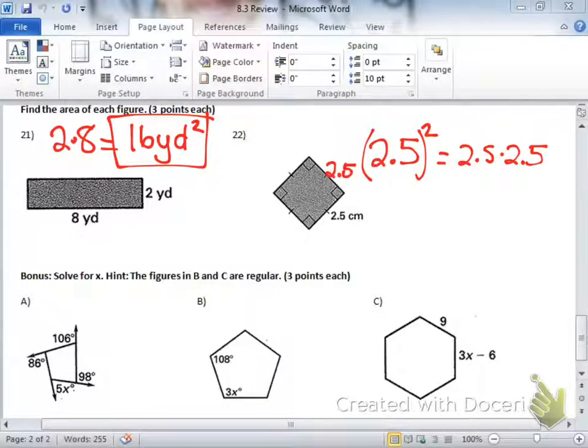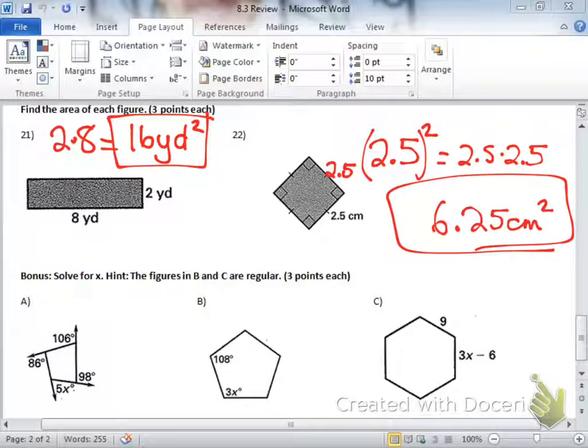It's 6 point something. Just use a calculator. Okay, 6.25. Thank you. Talking about area, so square the units. All right, so that is actually the end of the regular quiz. I'm going to show you how to do the bonuses as well, just in case you feel super ambitious tomorrow.